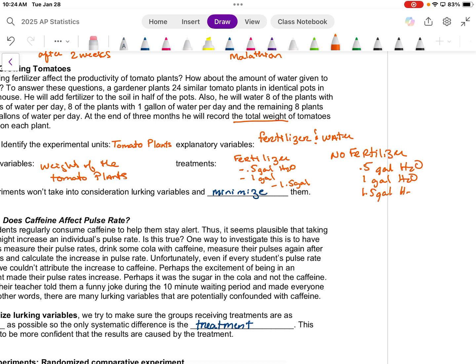So based on that, I'm thinking we're doing 4 in each group. If there's 24 total, 12 are going to fertilizer, 12 are going to non-fertilizer, and then in those subgroup breakdowns, it's going to be 4 in each group. 4 will get fertilizer in a half gallon of water, 4 will get a gallon of water with fertilizer, and so forth. And so here we have a little bit more of a detailed set of treatments.